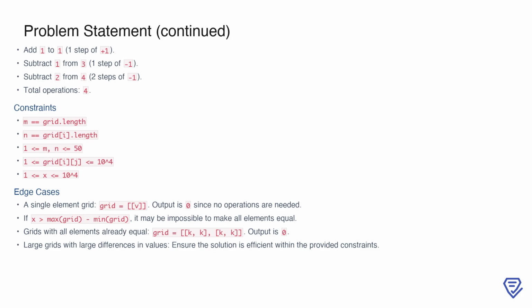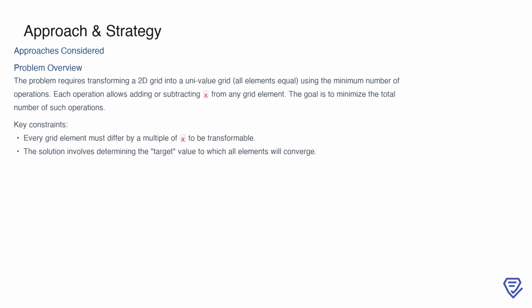The constraints for the problem ensure that the dimensions of the grid and the values within it are manageable for computation, and edge cases such as single-element grids or grids with already equal values should be carefully considered in your solution. To solve this problem, we need to transform a 2D grid into a uni-value grid where all elements are equal, using the minimum number of operations.